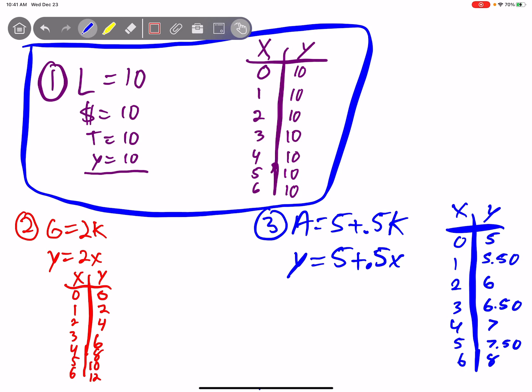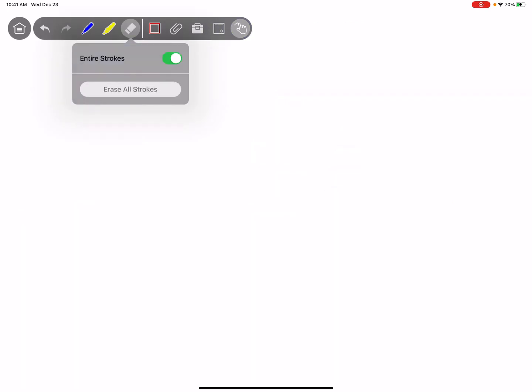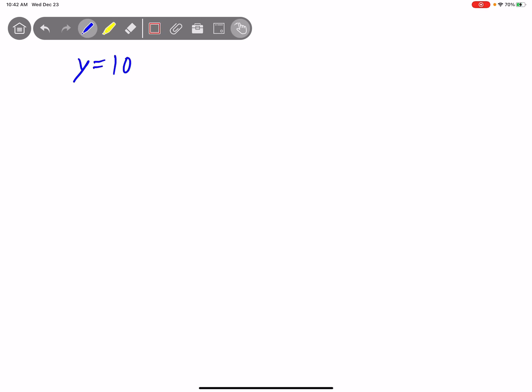Okay? Now, I'm going to simplify this. I'm going to write down the 3 equations in terms of x and y. First one was y equals 10. That was for Leanne. Gilberto was y equals 2x. And Alana was y equals 5 plus 0.5x. Okay?